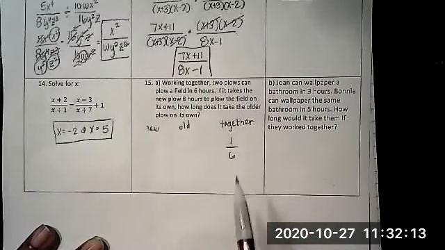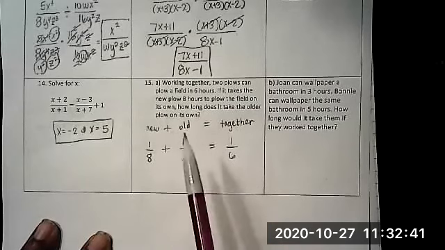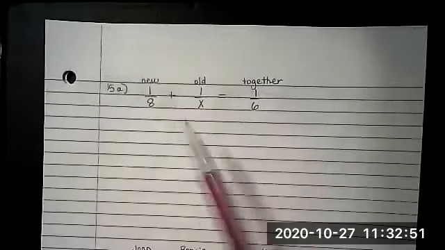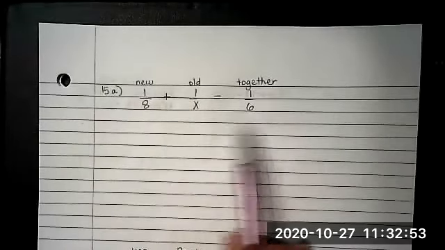If it takes the new plow 8 hours, so 1 over 8 plus, okay, how long does it take the old? We don't know how much the old. Okay, so this is the situation. It takes the new 8, so we're going to put 1 over 8. We don't know how much the old, and together it's 6 hours, so it's 1 over 6. Okay, so this is the setup of the problem. Old plus new equals together. So I've kind of written that out already. Old plus new, or new plus old equals together.